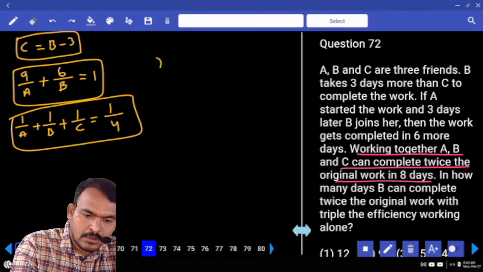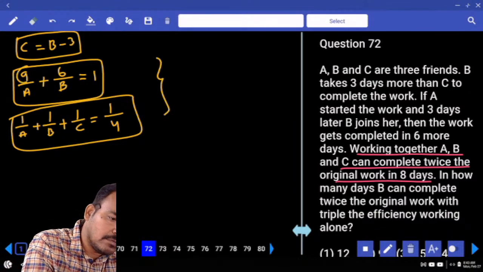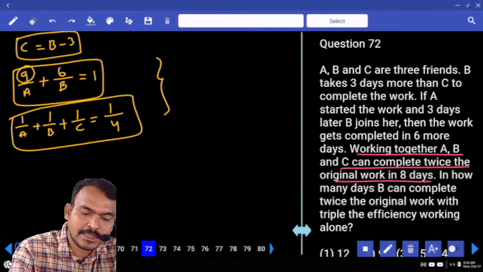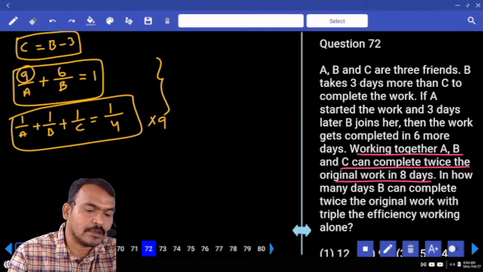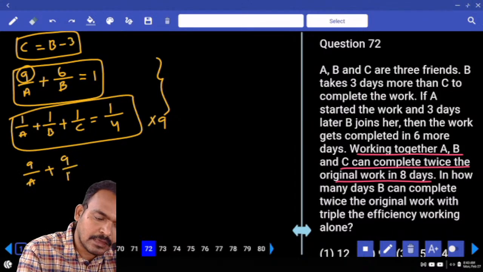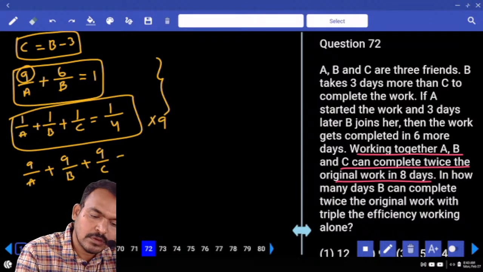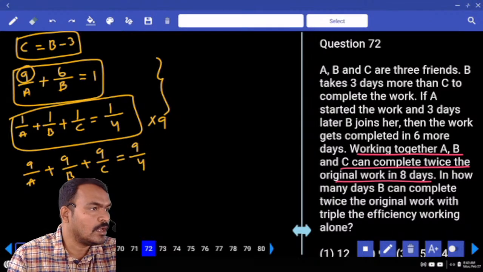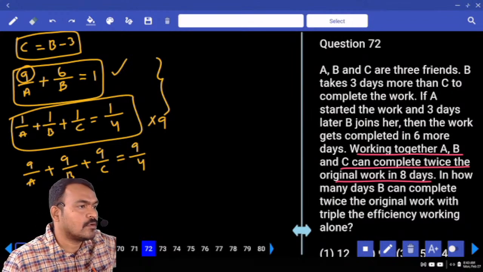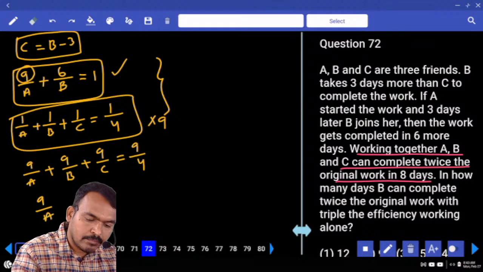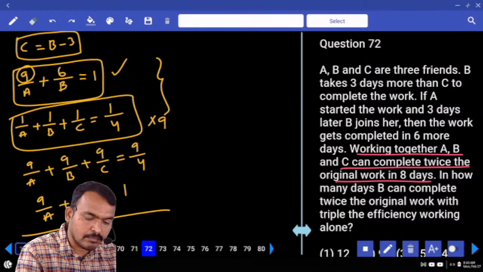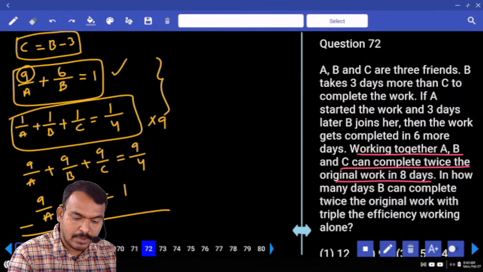First, in the first equation, what is the A value? 9 by A. In the second equation, the A value is 1 by A. Means the second equation is multiplied by 9: 9 by A plus 9 by B plus 9 by C. It is equal to how much? 9 by 4. Okay, in this one, what are we subtracting? 9 by A plus 6 by B equal to 1. These two we subtract: minus, minus, minus.